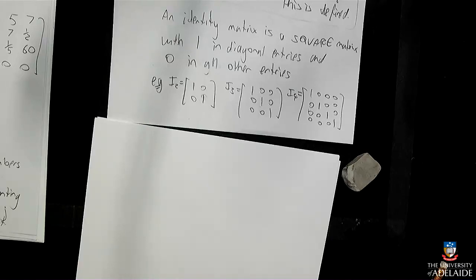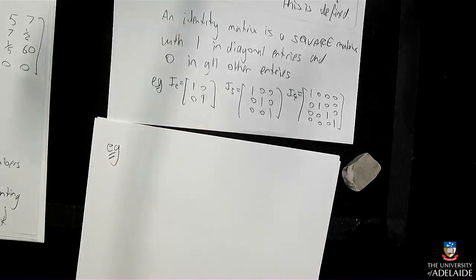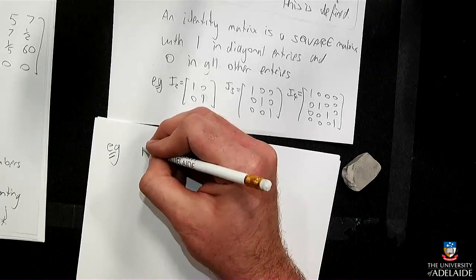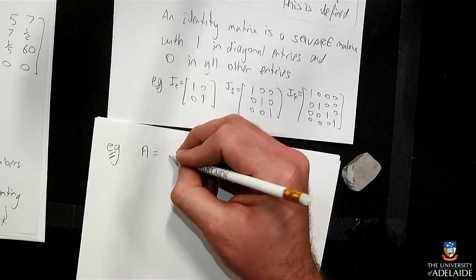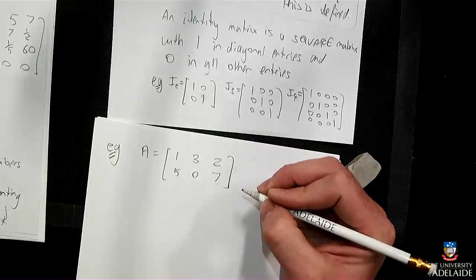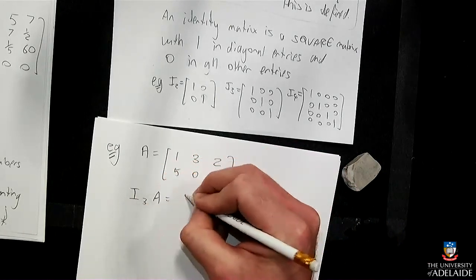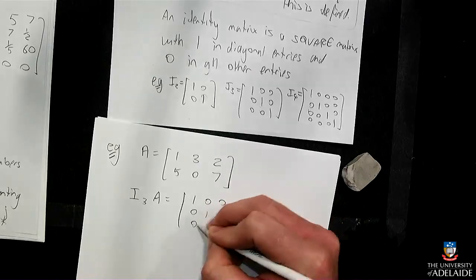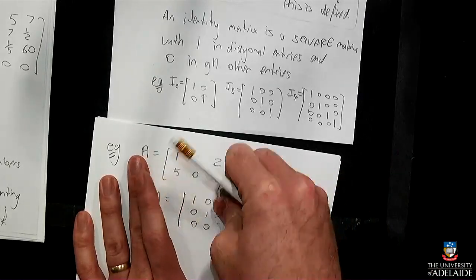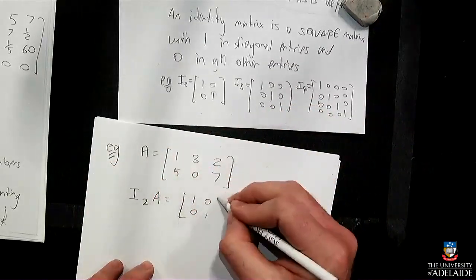I feel like I should, before that, just prove to you that the identity matrix really does what it does. So let me just, sorry, I am roughly half making this up on the spot, so just bear with me. So if A is equal to 1, 3, 2, 5, 0, 7, then I can do I2 by A on this side.